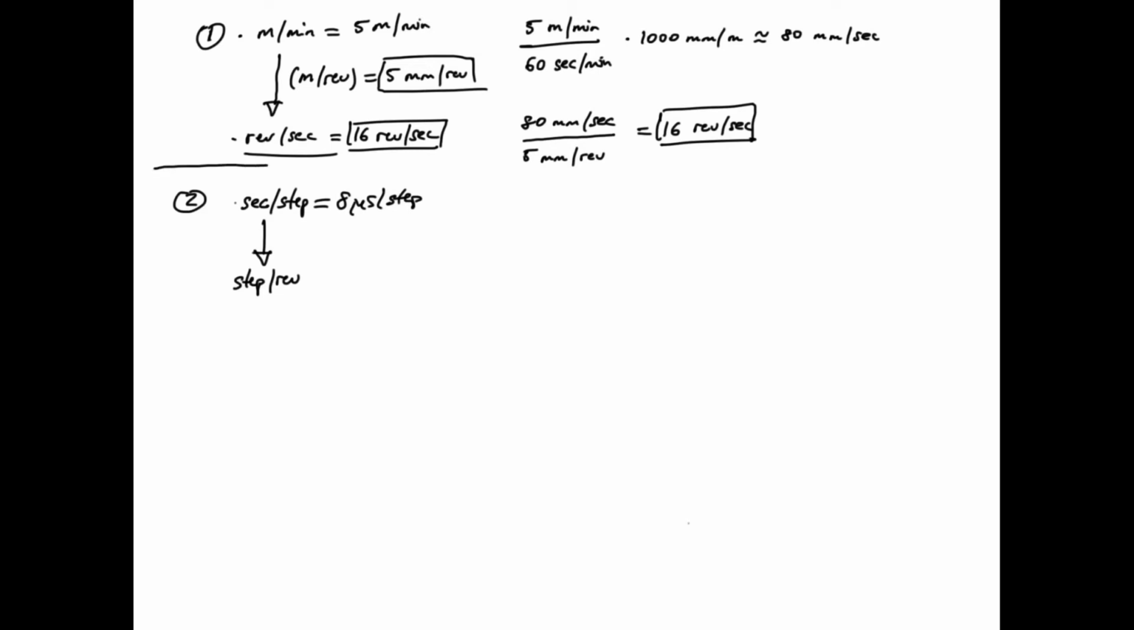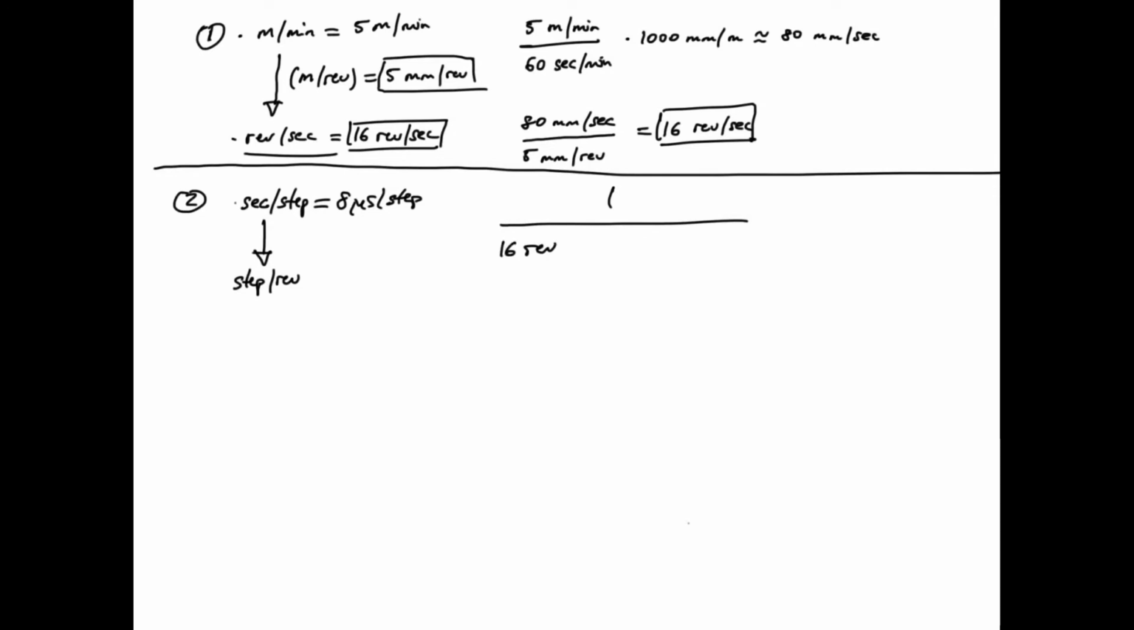And then we go and do our calculation. Just quickly delineate this. So it will be 1 over 16 revolutions per second that we obtained in step 1, multiplied by our 8 times 10 to the negative 6 seconds per step. So 8 times 10 to the negative 6 seconds is obviously 8 microseconds. And that's equal to 7,812.5 steps per revolution. So the value of steps per revolution is equal to 7,812.5 steps per revolution.